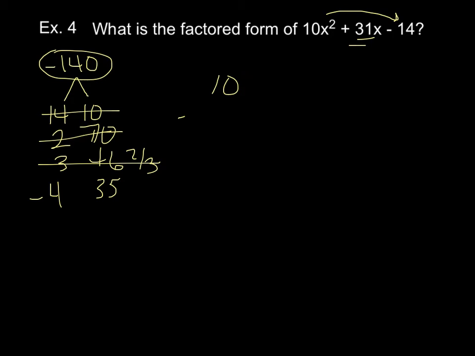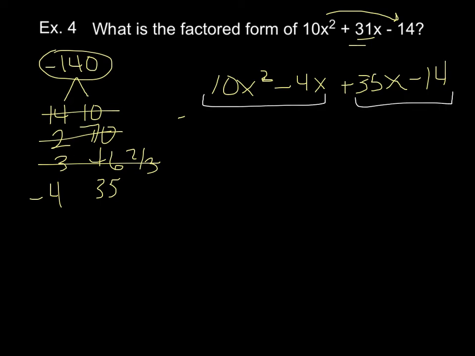So now I'm going to replace my 31x. Make sure I put the right notation on here, 10x squared, and I'm going to replace the 31x with minus 4x and plus 35x and minus 14. And then I'm going to go back to my grouping. So 10x squared minus 4x, the common factor there is going to be 2x, which will leave me with 5x minus 2.